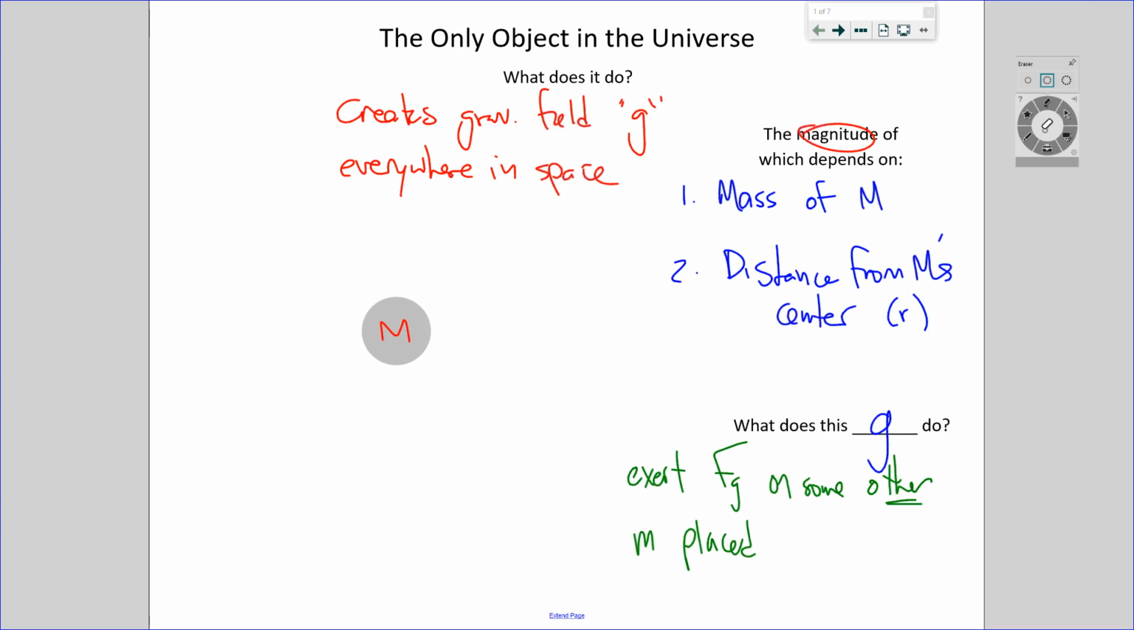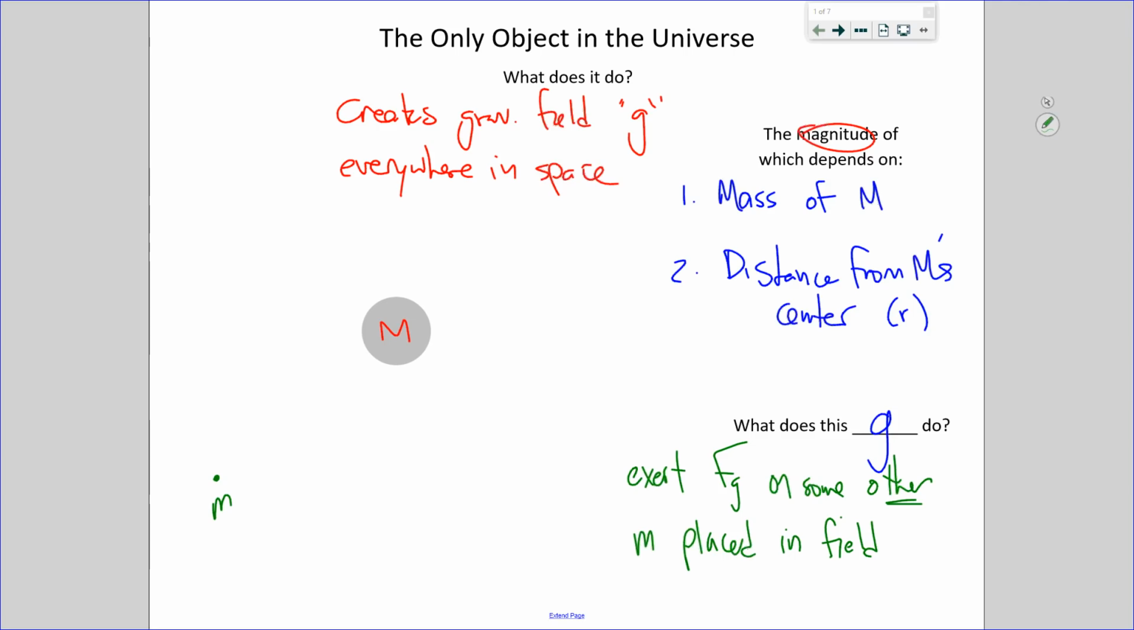So now we've rid ourselves of this limitation of a single object. We're saying in order for this field to do anything of interest, there must be some other mass placed here. And sometimes you'll hear it referred to as a little mass, as opposed to our big mass M.